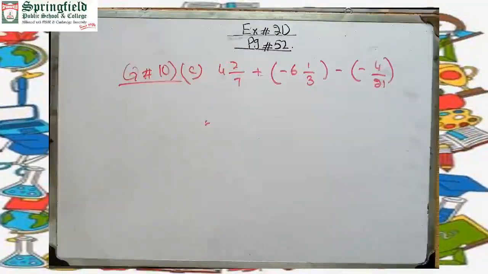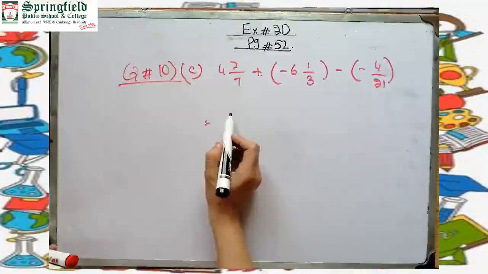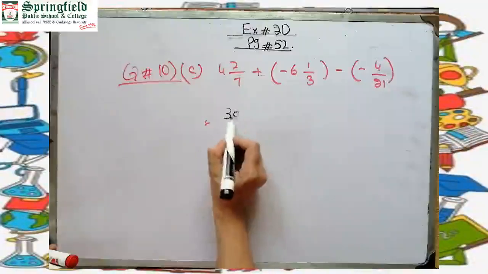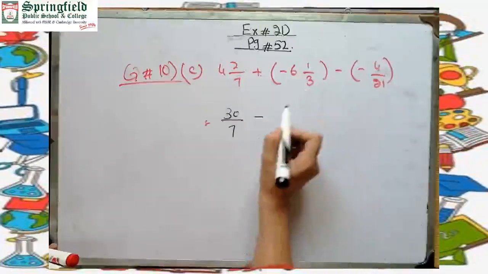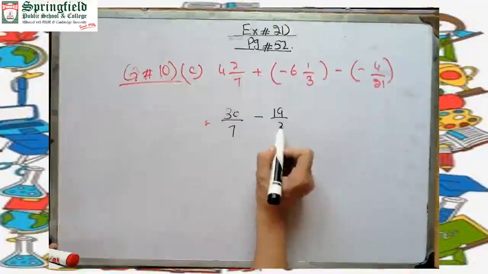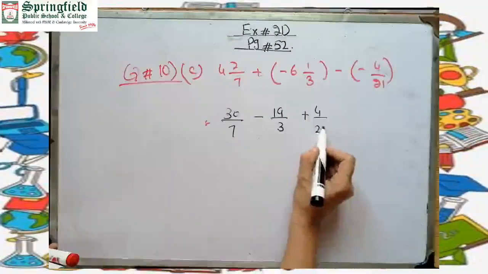So first we will convert the mixed numbers into improper fractions and we will open the bracket. 7 4s are 28 plus 2, 30 divided by 7, plus minus, 6 3s are 18 and 1, 19 divided by 3, minus, plus, 4 divided by 21.